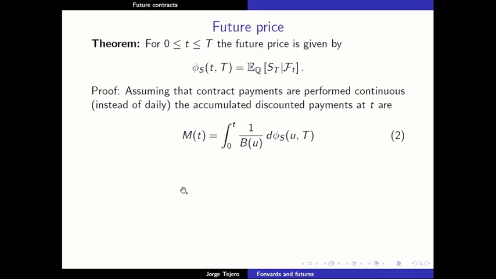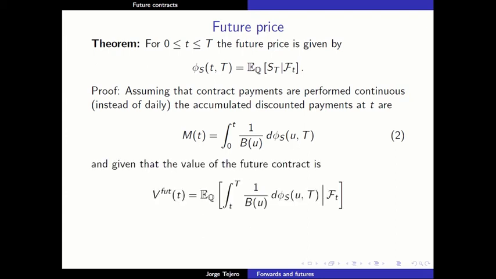We define the accumulated discounted payments at time t in this way. This is the integral in time of the changes in the forward times 1 over the bank account in order to discount the payments due to the change in the future price at every time u. Under this assumption of continuous payments in time, we see that the value of the future at time little t is the expectation under the risk neutral measure of all the future payments discounted by the bank account.